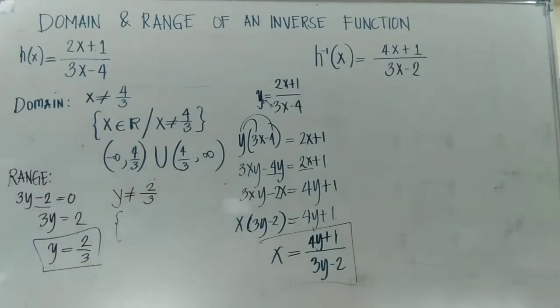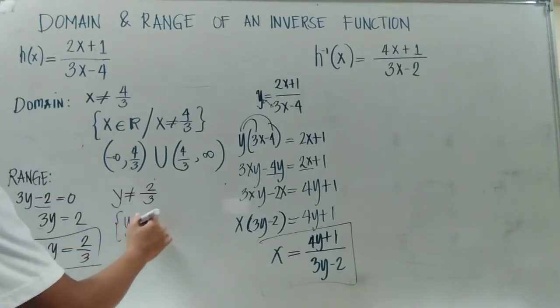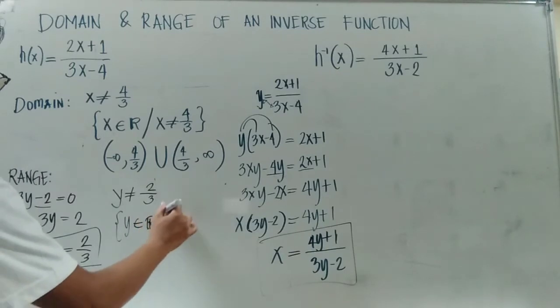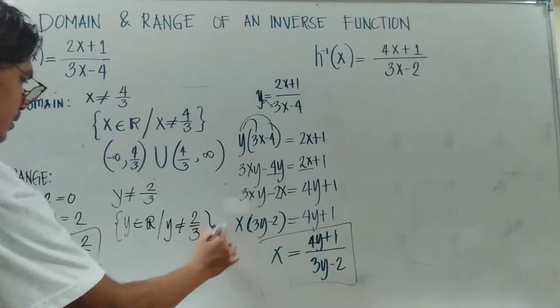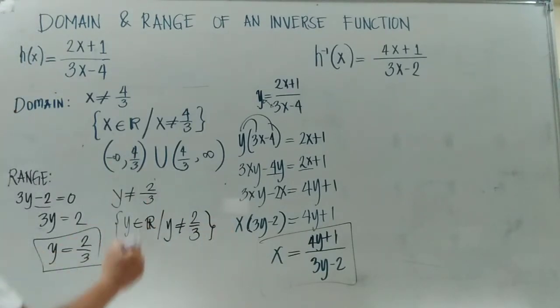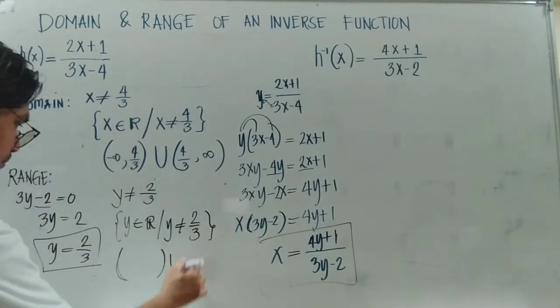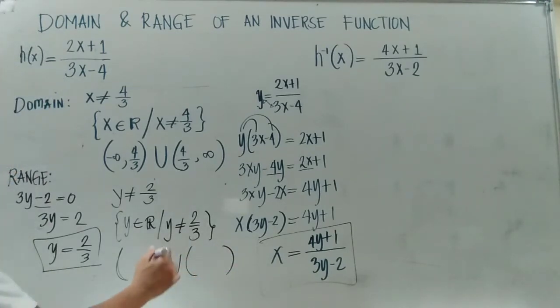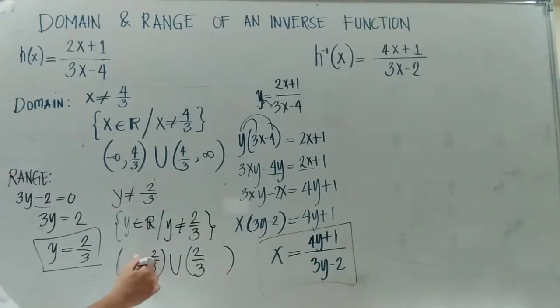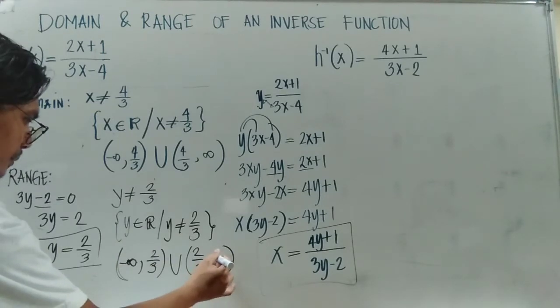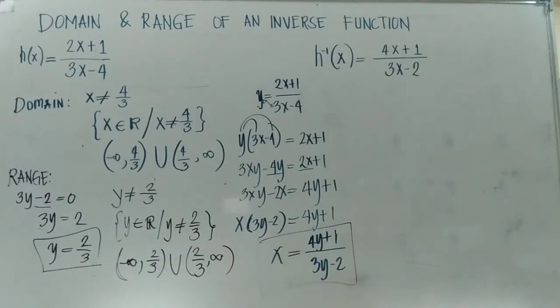In set builder notation, we have y is an element of real numbers such that y is not equal to 2/3. Using interval notation, we have this notation. So 2/3 will serve as the barrier of the solution, from negative infinity to positive infinity. Okay? So that is just solving for the domain and range of h of x.